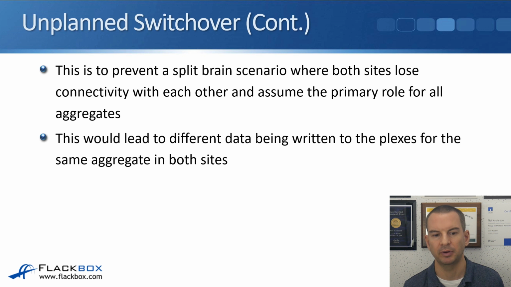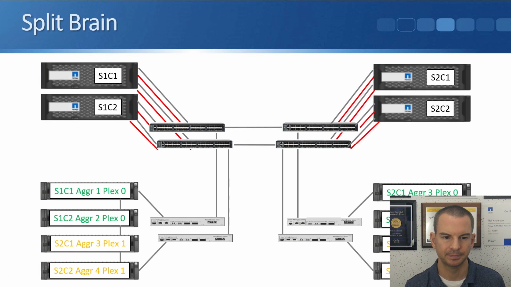So with the unplanned switchover, the reason it works like that is to prevent a split brain scenario where both sites lose connectivity with each other and assume the primary role for all aggregates. Basically, we don't want a switchover to occur just because we've lost network connectivity, but both sites are actually still up and functioning. That would lead to different data being written to the plexes for the same aggregate in both sites, so we would have inconsistent copies of the data. We really need to avoid that at all costs.